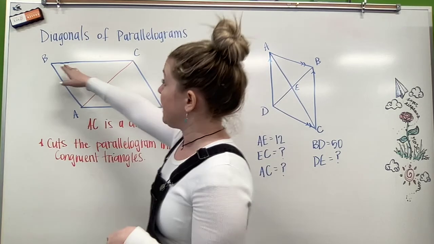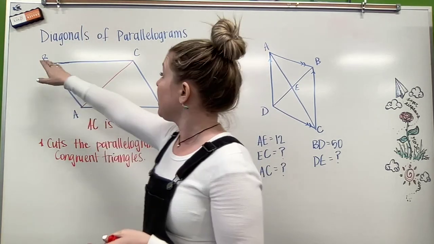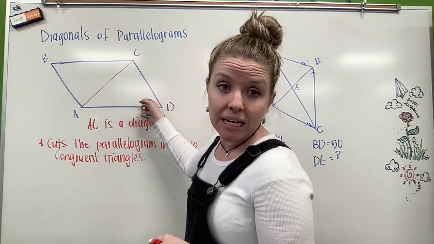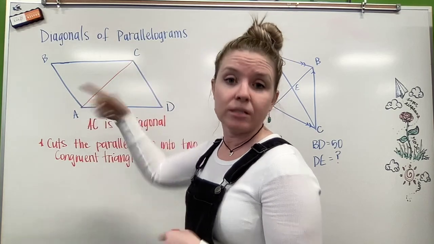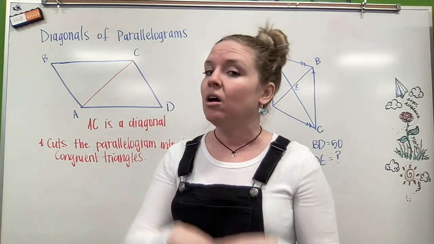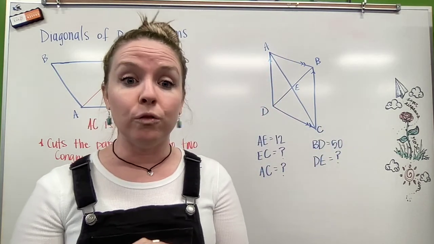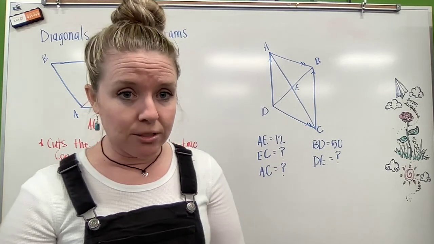We also could have said, because we know it's a parallelogram, angle B is congruent to angle D, and opposite sides are congruent, so we have side, angle, side. Lots of different ways that we can prove that we have two congruent triangles.